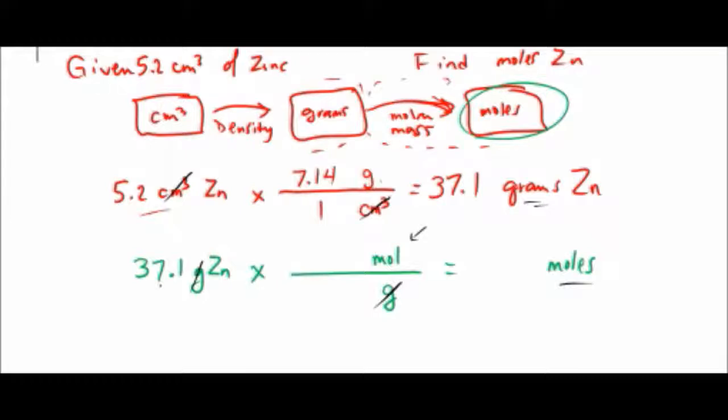The conversion factor is the molar mass. The periodic table tells you 1 mole is 65 grams of zinc. So that's now the correct conversion factor correctly written. It's all set up to use my calculator. So I punch a few buttons on my calculator and I get 0.57 moles as the answer to the question.